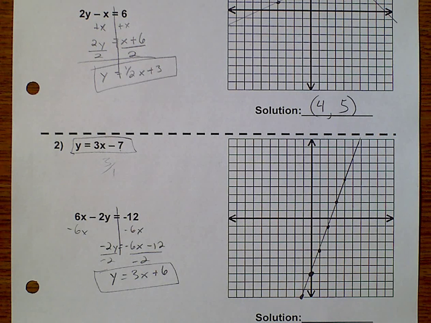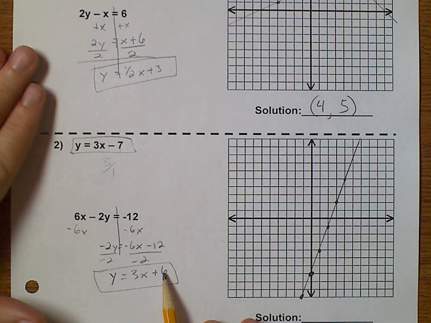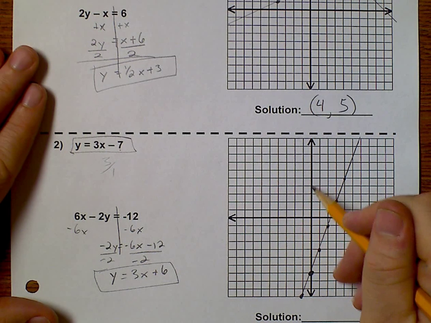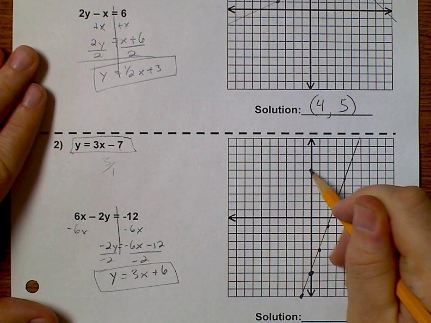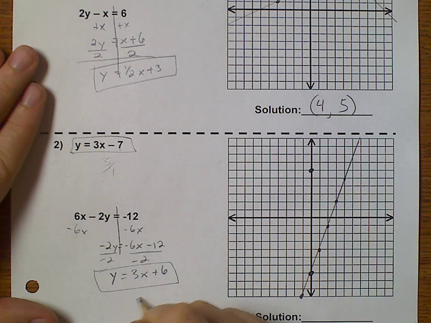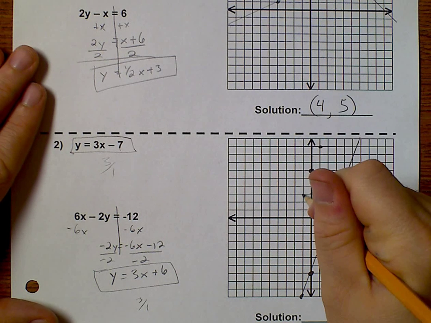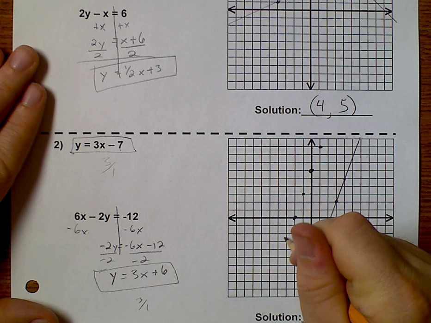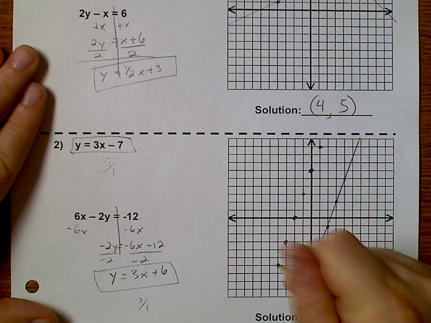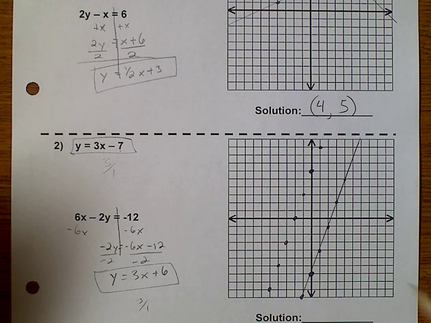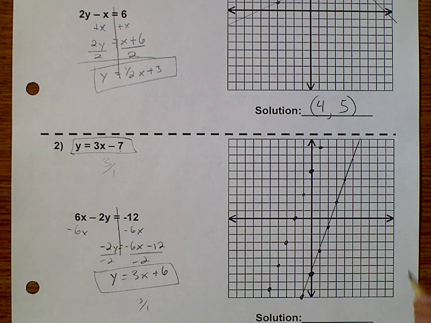Now I come over to this next one. I'm going to start at 6. 1, 2, 3, 4, 5, 6. I have the same slope of 3 over 1. 1, 2, 3, 1. And if you'll notice, I've got the same slope, and because I have the same slope, these lines are never going to cross.